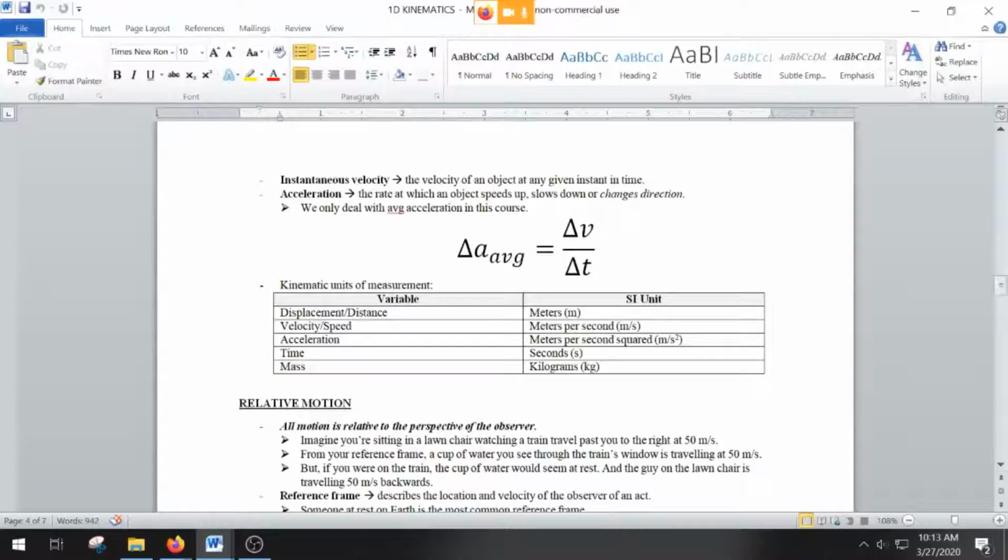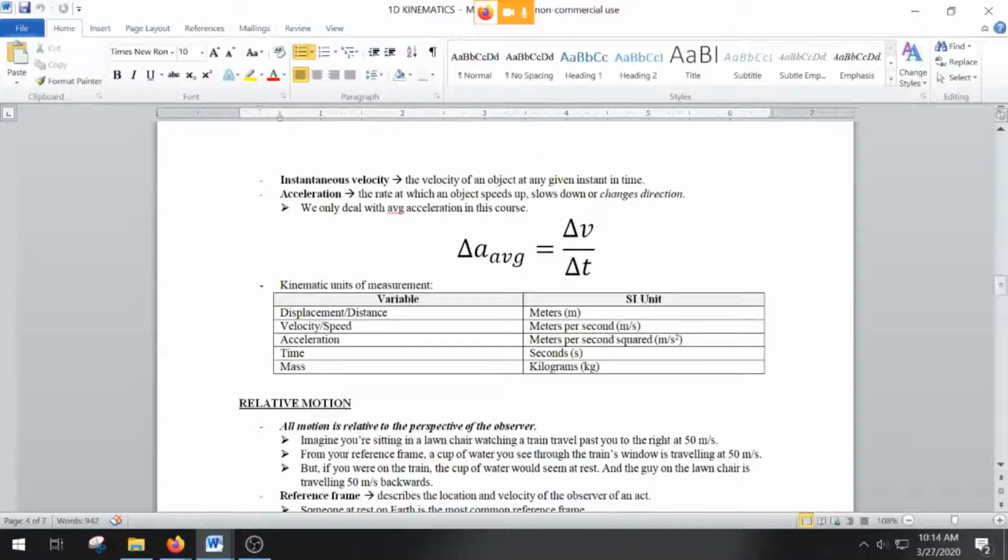Now your acceleration is going to be measured in meters per second squared, because meters per second per second gives you meters per second squared. But also keep in mind that when we're talking about a change in velocity, you're talking about something speeding up, slowing down, or changing directions. So if something is changing directions, it still has an acceleration.